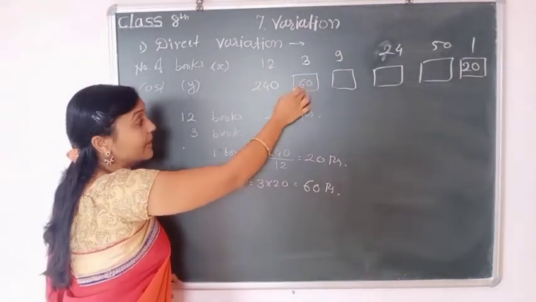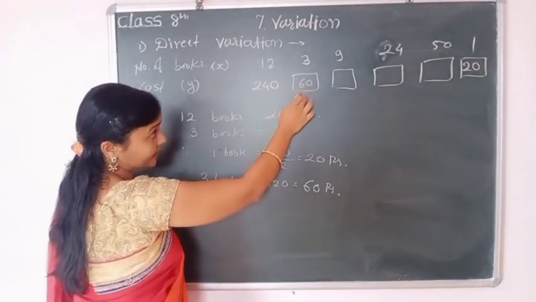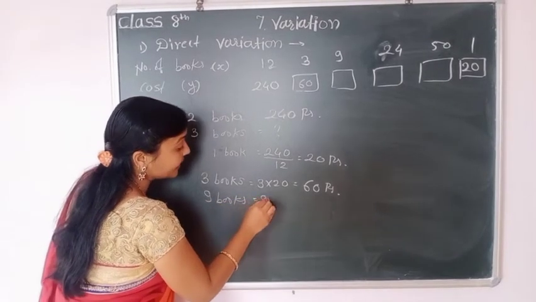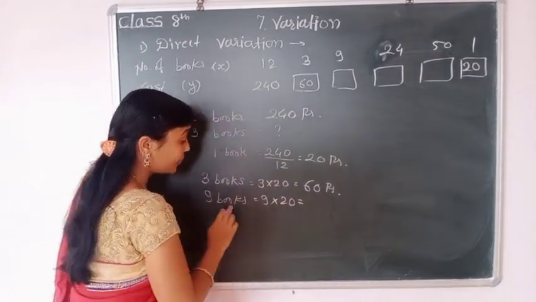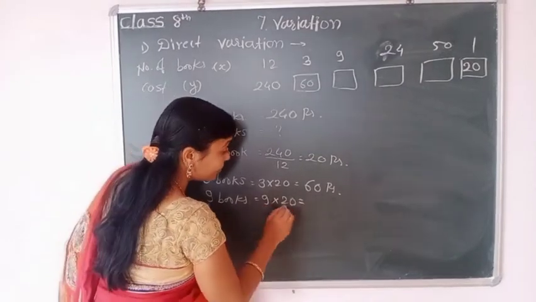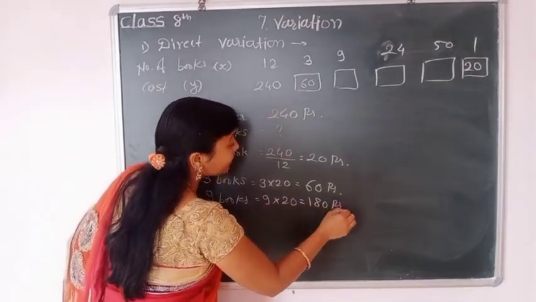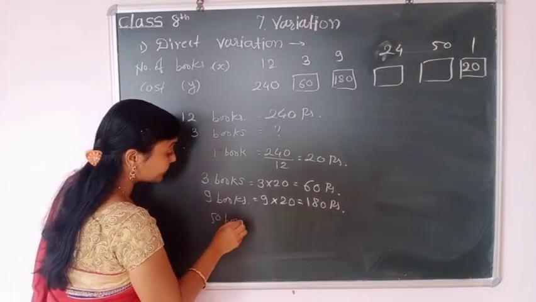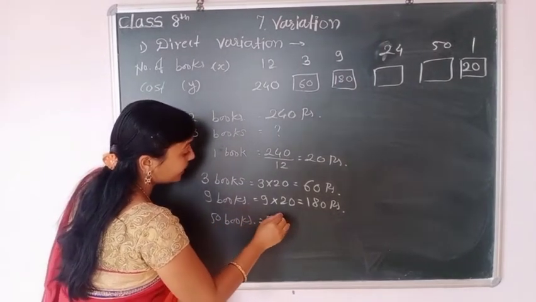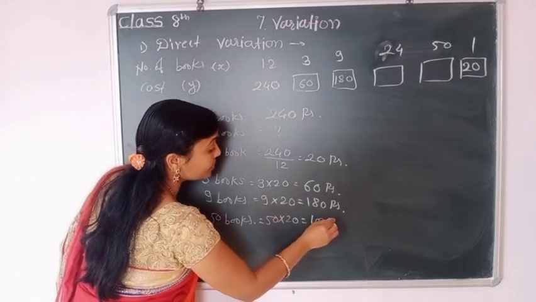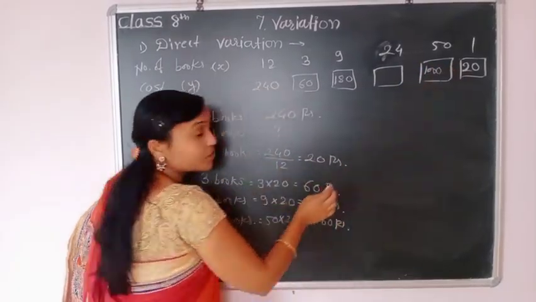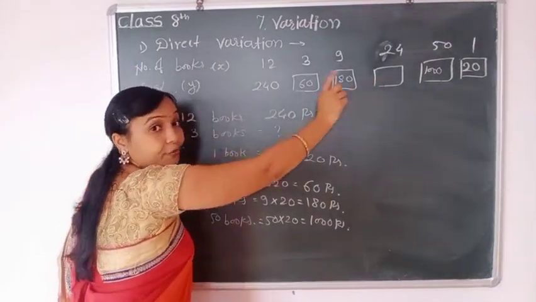Fill in the blanks. This is the answer, 60. Then we find out the price of 9 books. Again 9 into 20 is 180 rupees, so we write down 180 rupees here. Then we find out the price of 50 books. 50 into 20 means 1000 rupees. So we fill in the blanks with 1000 rupees. You find out this 24th answer.